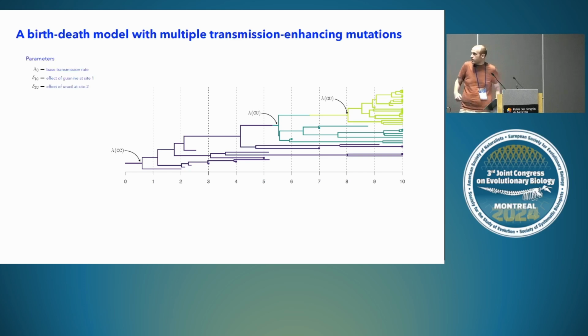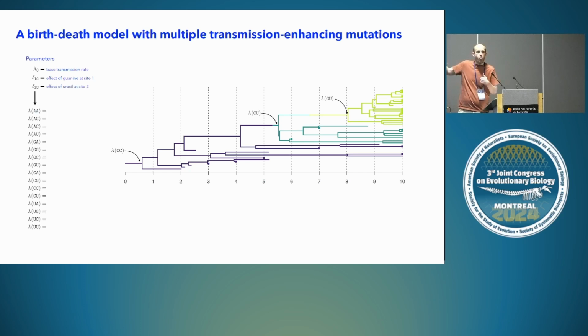So what I do is I have a few basic parameters. I have this thing called lambda naught, which is sort of the base transmission rate. It's the transmission rate for a pathogen that has no transmission-enhancing mutations. And then there's a separate effect for each transmission-enhancing mutation. And we simply have a multiplicative model that works like this.